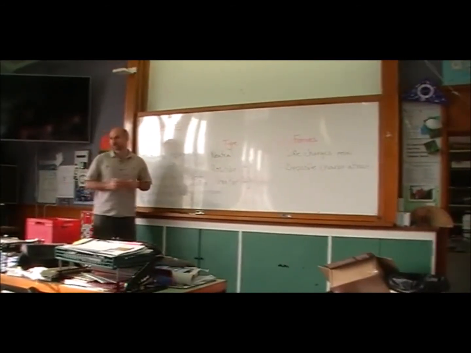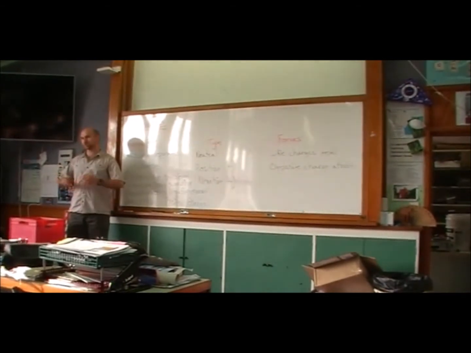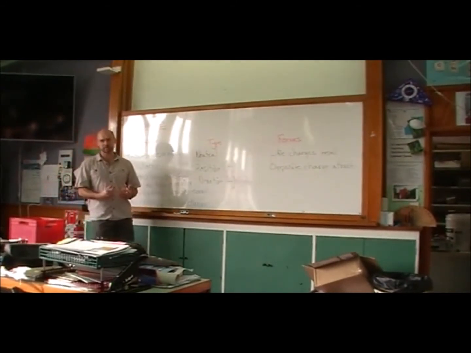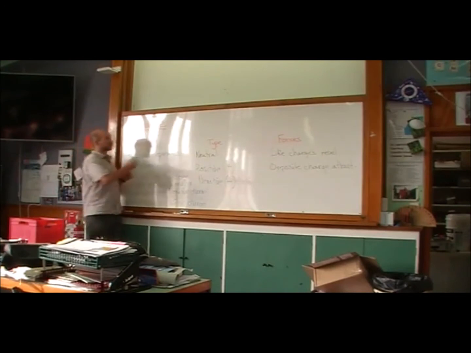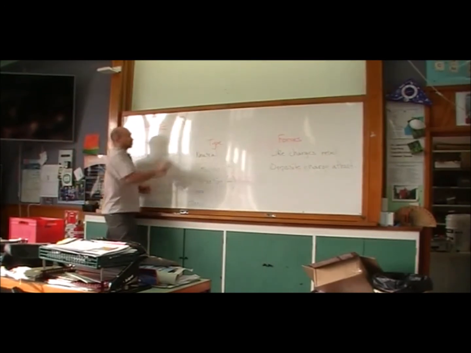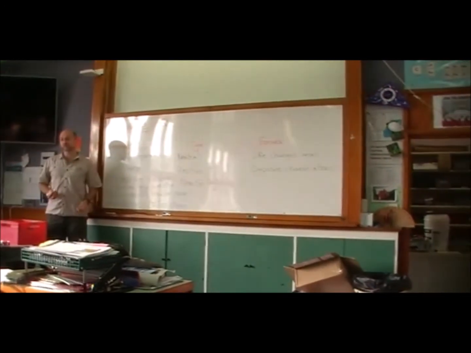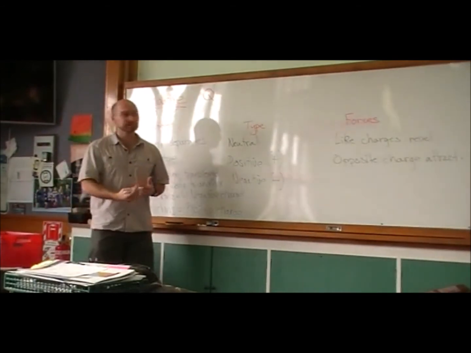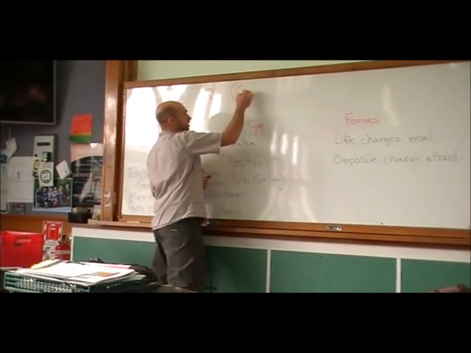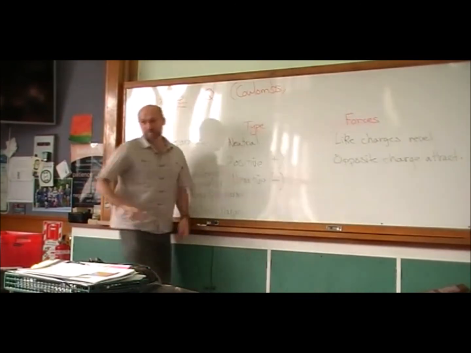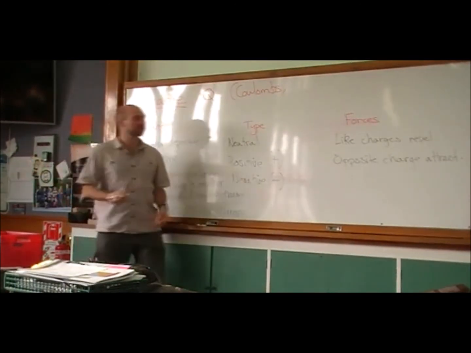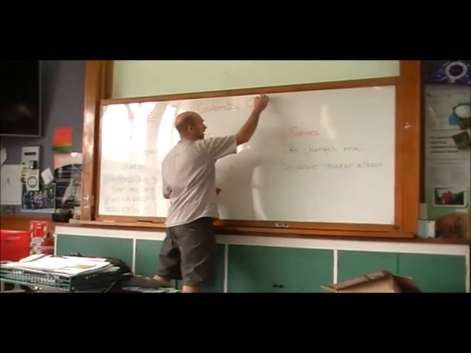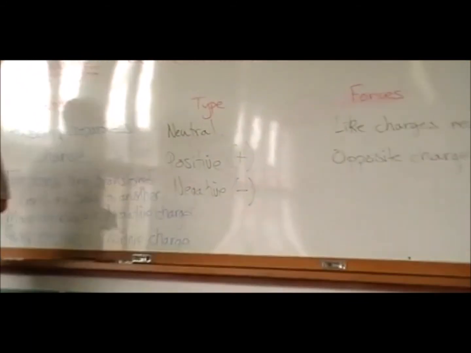The last thing we need to know about charge is that, like everything else in physics, it's something that we can measure. If we're measuring mass, we use the symbol M. If we're measuring charge, we use the symbol Q, sometimes little q, sometimes big Q, used interchangeably. Like mass is measured in kilograms, charge is measured in coulombs. That's the name for the unit of charge, and the symbol for it is capital C.